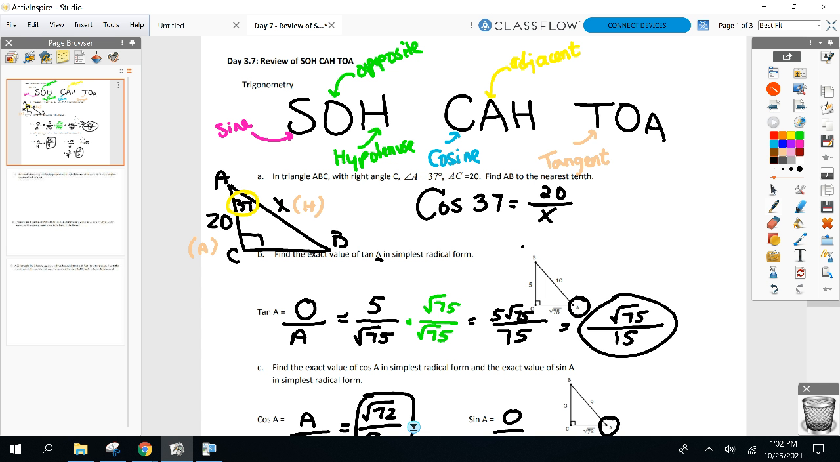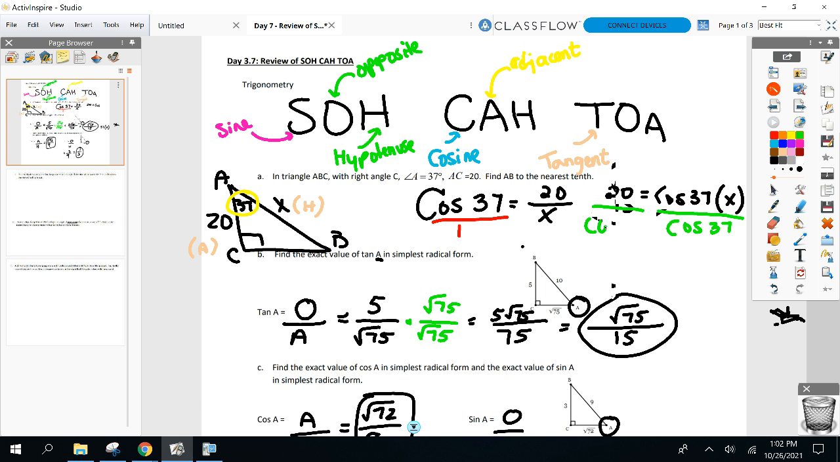Now, how do I solve it? Look, I'll make this easy for you. No choices. Just put this bad boy over 1 and cross multiply. Ready? 20 times 1, 20. And on the other side, cosine of 37 times, what am I cross multiplying it with? You know you've got to solve for X. What do you think I have to do to get X by itself? Divide by what? Cosine 37. Good. So I'm going to divide everything by cosine 37.